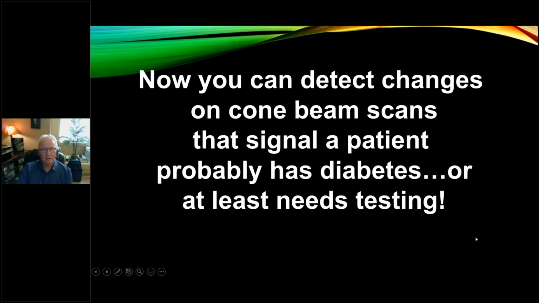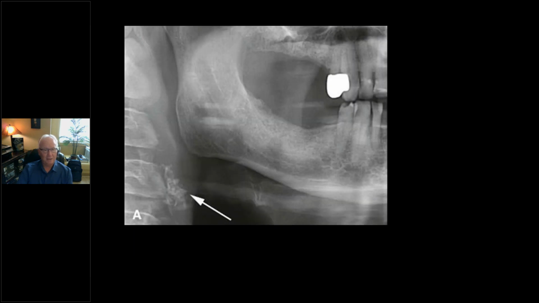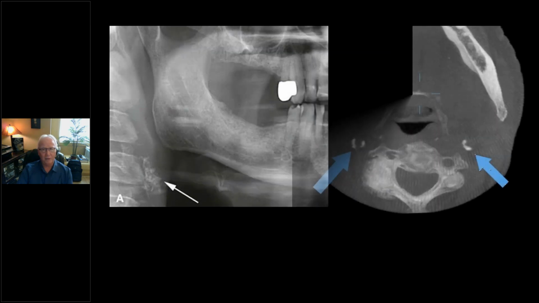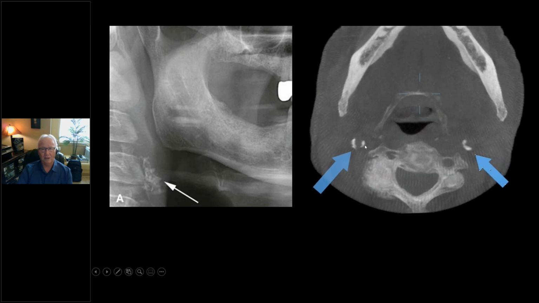So you can detect changes on cone beam scans that say the patient has diabetes. We got all excited about these diffuse sclerotic plaques in a site where we want to do an implant. Oh my God, this patient's at risk of hypertension and stroke. Yep. Okay, that's the carotid plaque. To me, this is more important. And are you going to see them? Yeah. This is a mandible. This is where the teeth are that you'll be assessing.